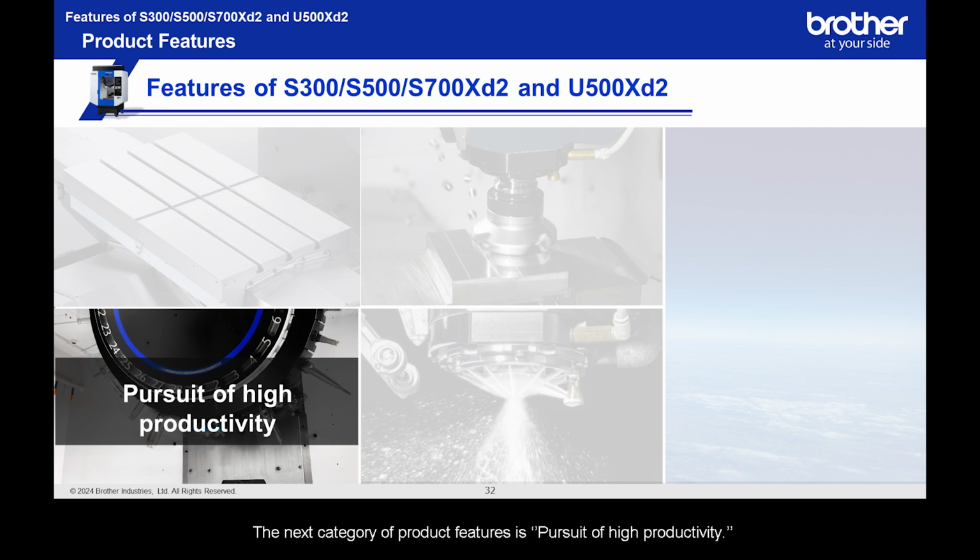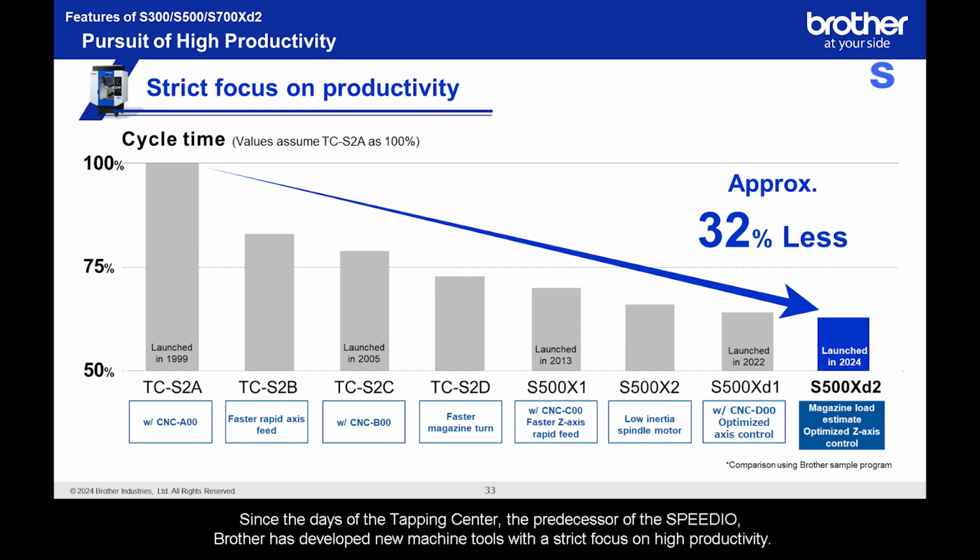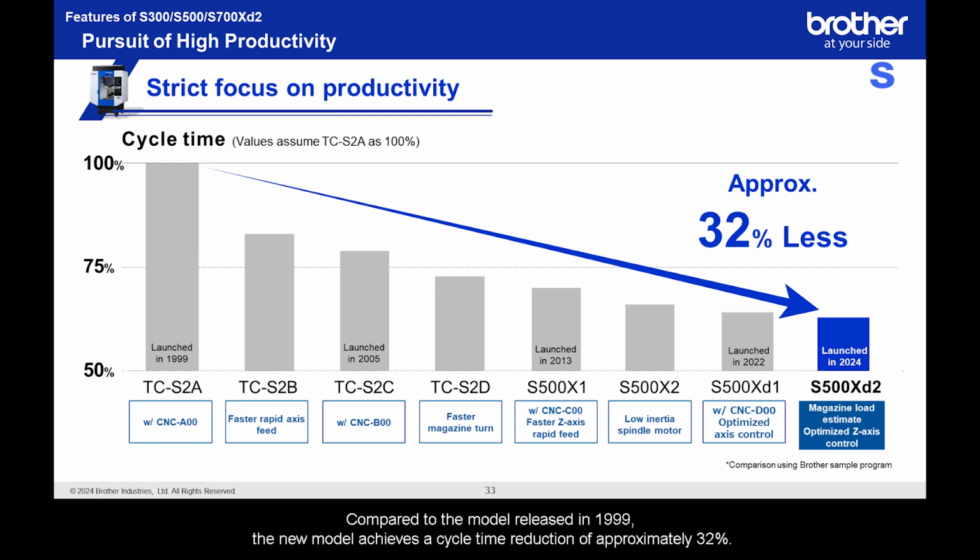The next category of product features is pursuit of high productivity. Since the days of the tapping center, the predecessor of the Speedio, Brother has developed new machine tools with a strict focus on high productivity. Compared to the model released in 1999, the new model achieves a cycle time reduction of approximately 32%.